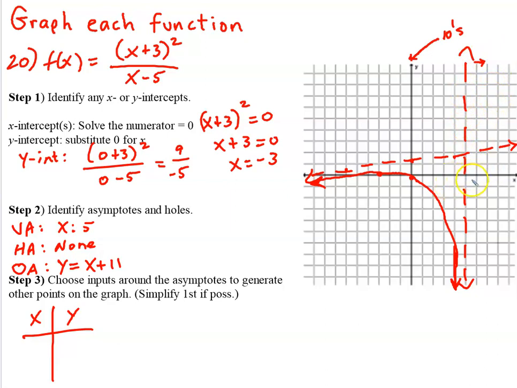So this is line x equals 5, so let's input 6 into this. 6 plus 3 squared over 1. So 9 squared is 81. So when I input 6, I get an output of 81. 1, 2, 3, 4, 5, 6, 1, 2, 8, and then a little more.